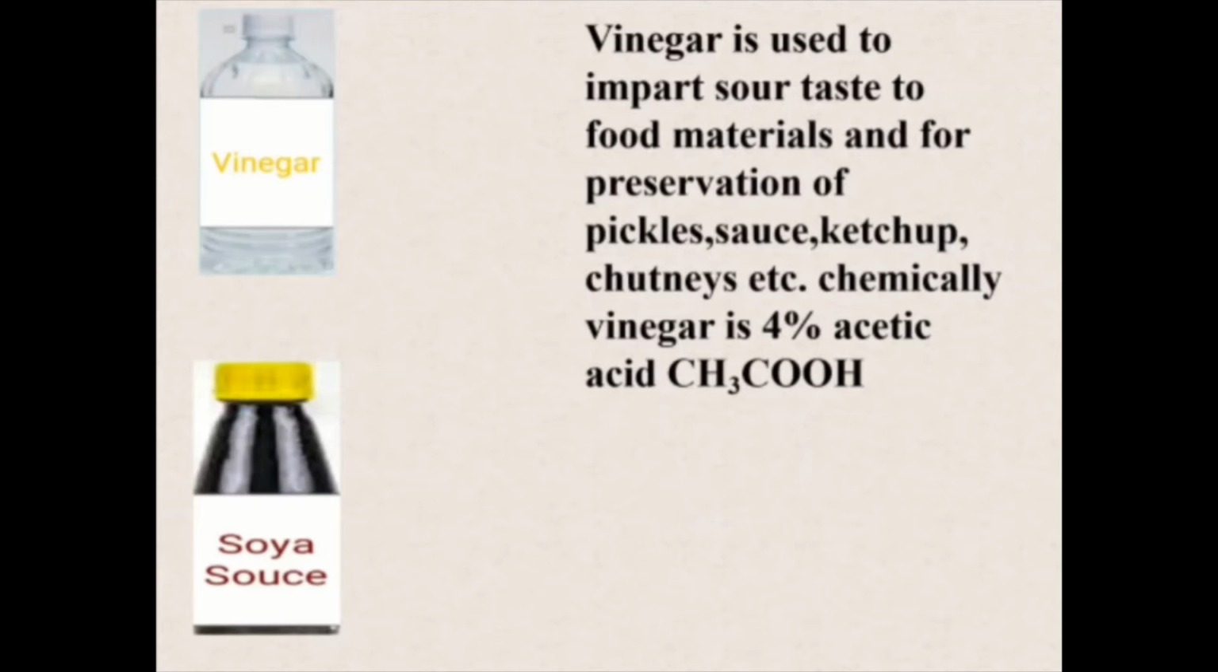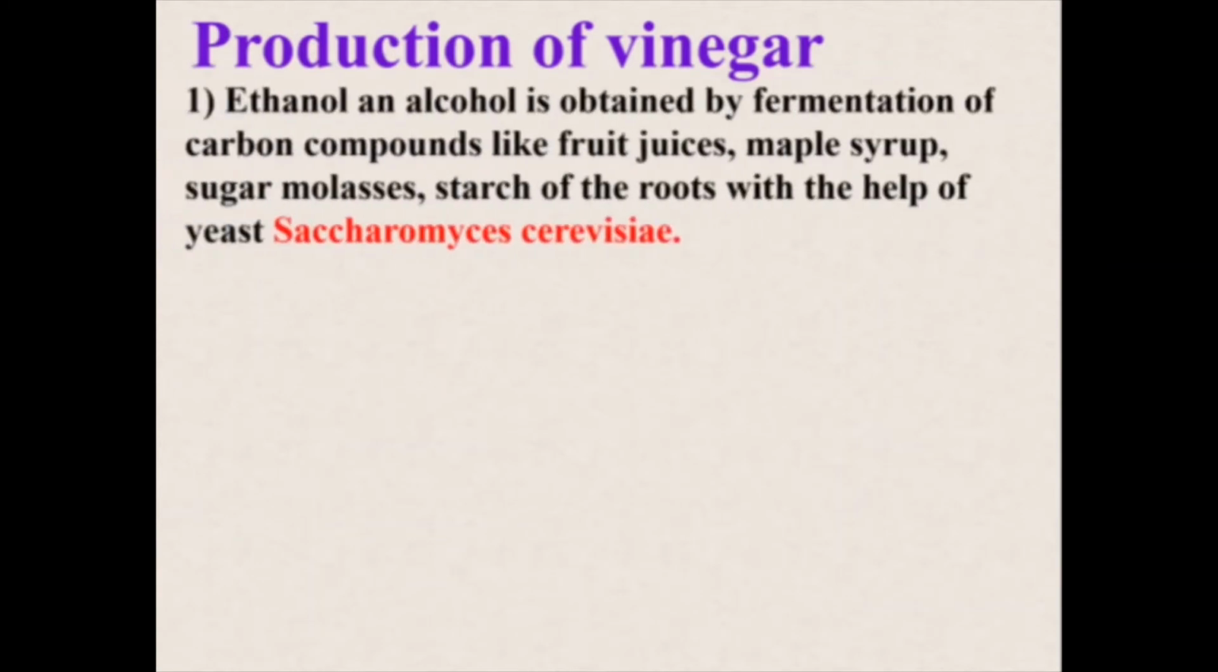The molecular formula of acetic acid is CH3COOH. How is vinegar produced? Ethanol, an alcohol, is obtained by fermentation of carbon compounds like fruit juices, maple syrup, sugar molasses, and starch of roots with the help of yeast Saccharomyces cerevisiae.